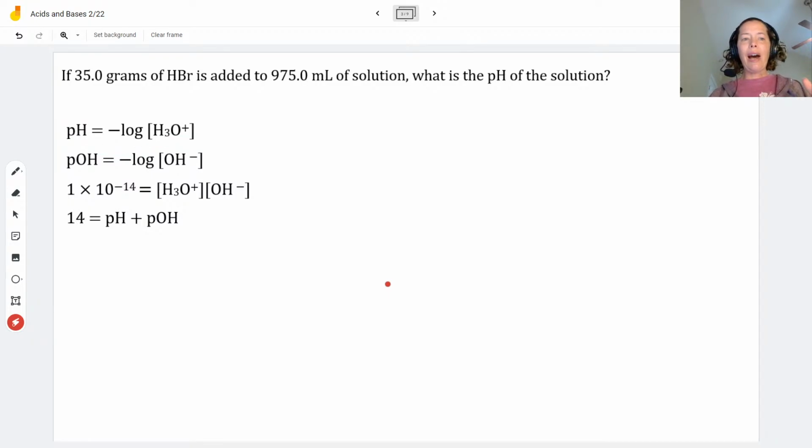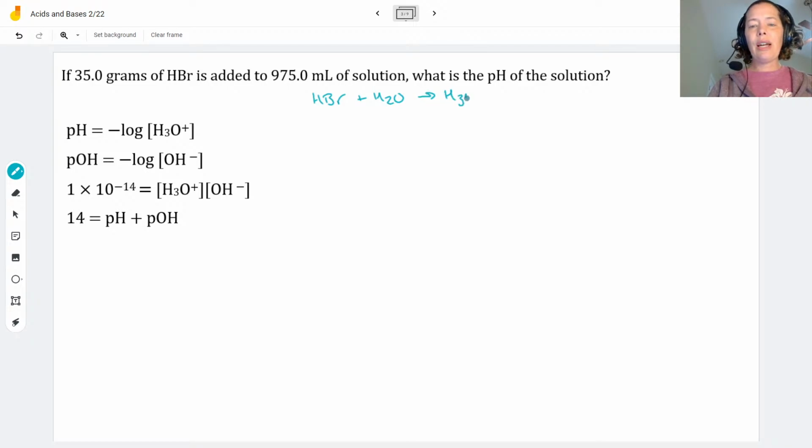But we have a chemical in aqueous solution. Let's see what's going on with this. So let's write a chemical equation. So we have hydrobromic acid, or HBr. It's just hanging out in water. And we're going to get hydronium, and we're going to get the bromide anion.